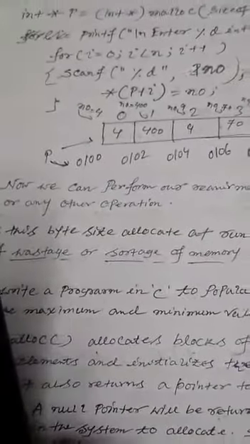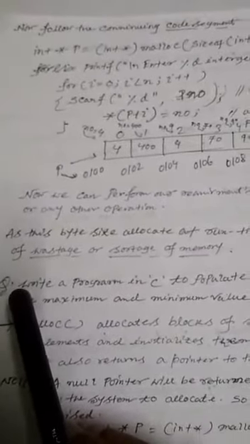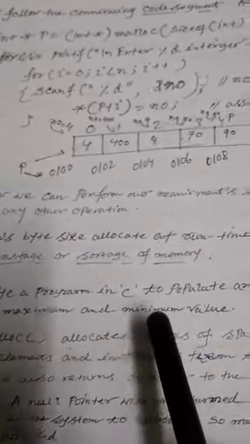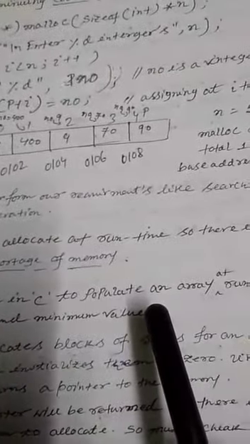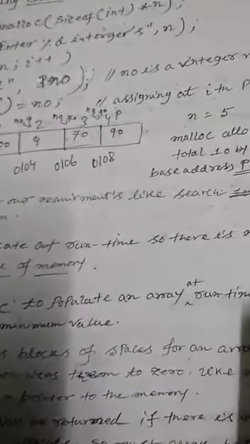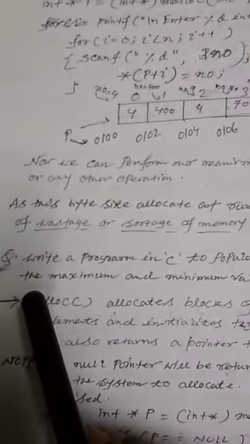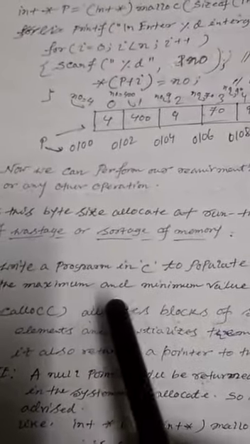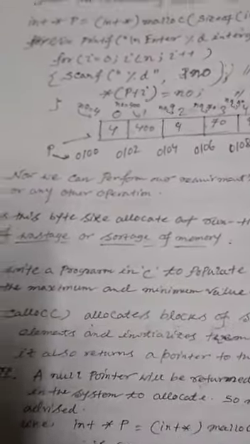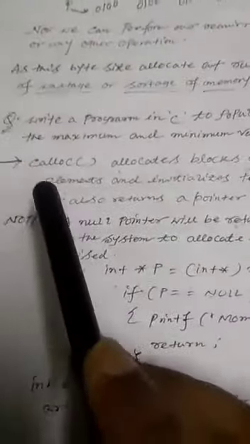So my urge to you is to write a program in C to populate an array at runtime, and find the maximum and the minimum value. Similarly to malloc, we have the calloc function.